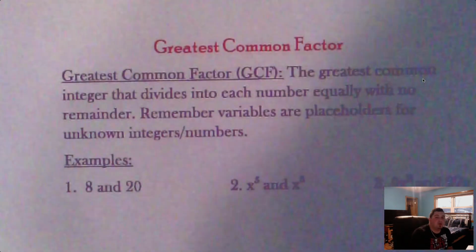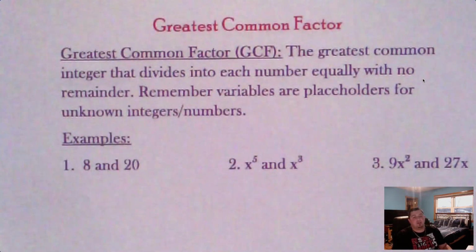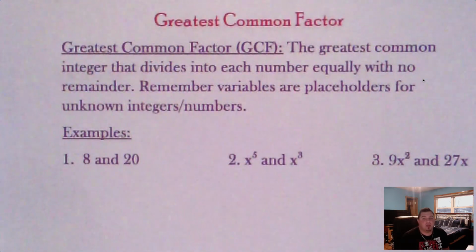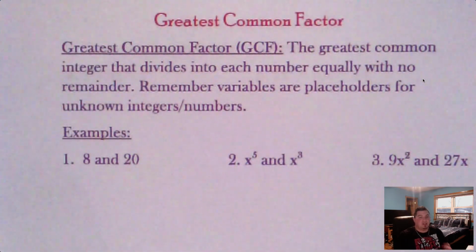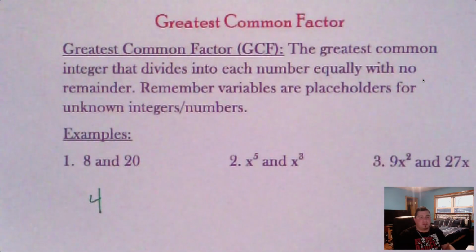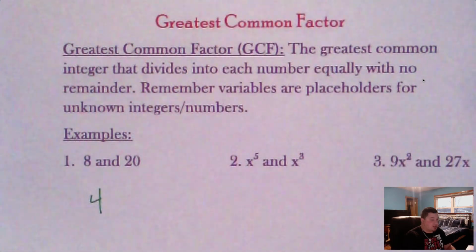All right, so a quick kind of review. Greatest common factor is the greatest common integer that divides into each number equally with no remainder. Okay, so no decimals, no numbers bigger than one of these smaller numbers. Remember, variables are placeholders for unknown integers, so they can also be a part of the GCF. So in the first example, we're looking at 8 and we're looking at 20. The GCF would be 4, for the simple fact that 4 divides into 8, 4 divides into 20. Here's how I got that number.